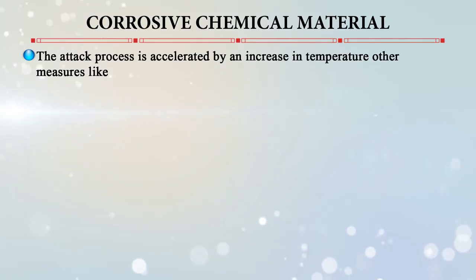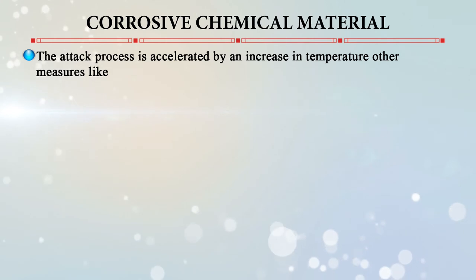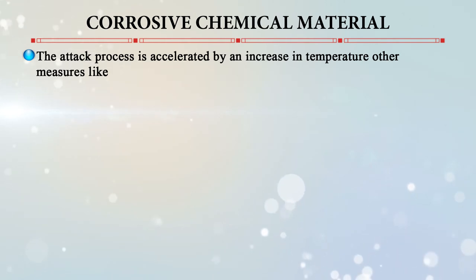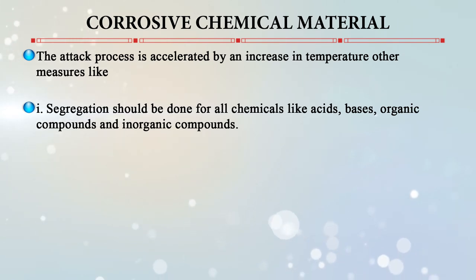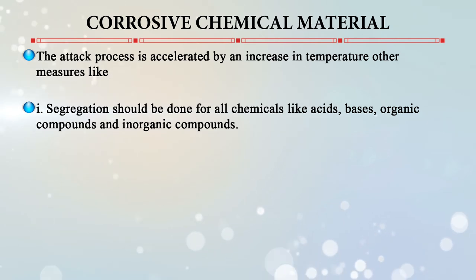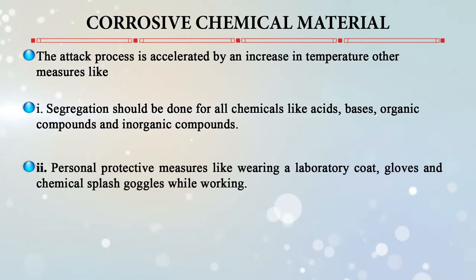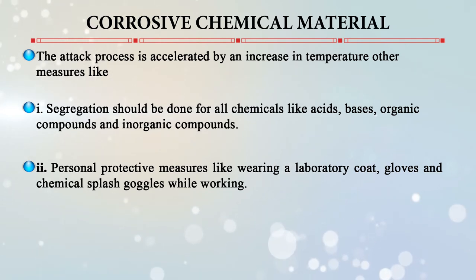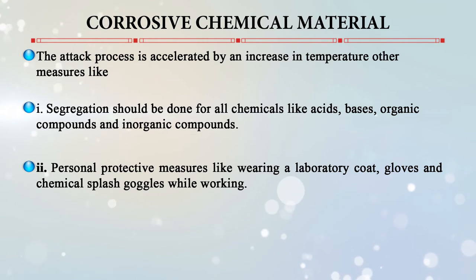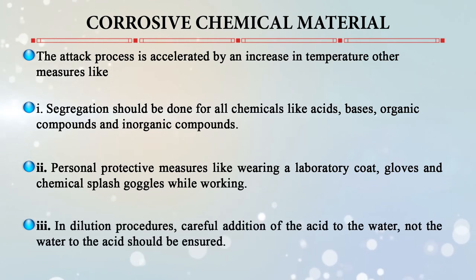The attacking process is accelerated by an increase in temperature. Other measures like segregation should be done for all chemicals, like acids, bases, organic compounds and inorganic substances. Personal protective measures like wearing a laboratory coat, gloves and chemical splash goggles are also there while working with these hazardous chemicals. And also dilution procedures are there. Careful addition of the acid to the water, not the water to the acid, should be ensured.